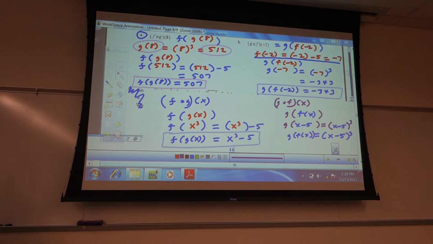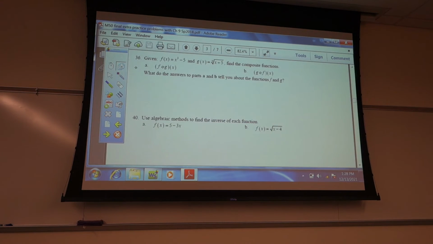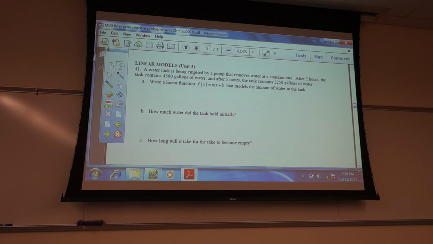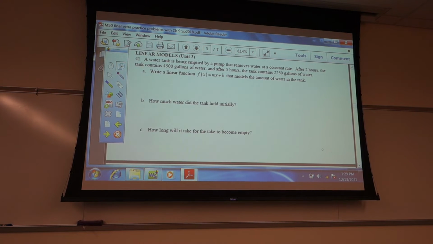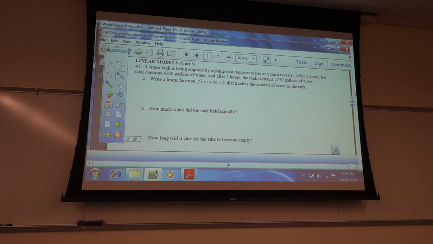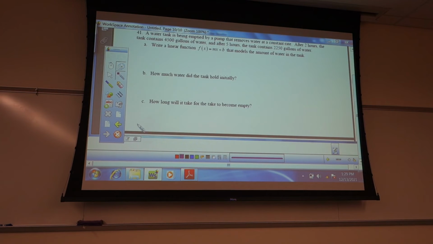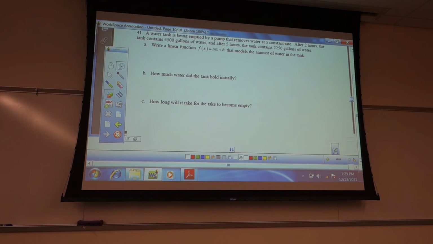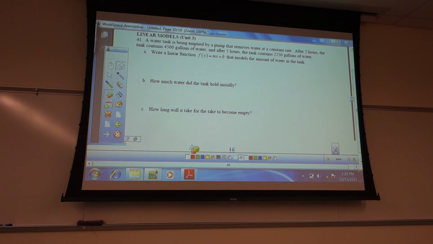All right, let's take a look at the last problem we'll cover today. The water tank. Okay, so before we do that, I want to just flip through this problem. Look at this problem, 41.